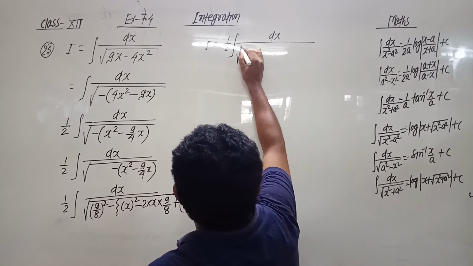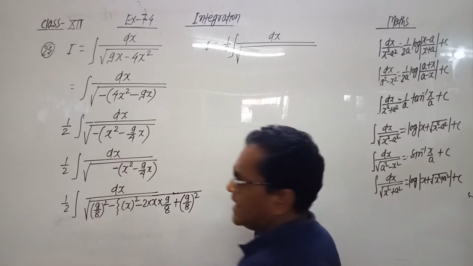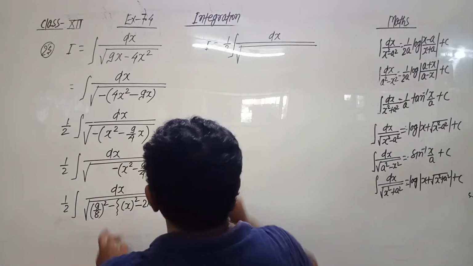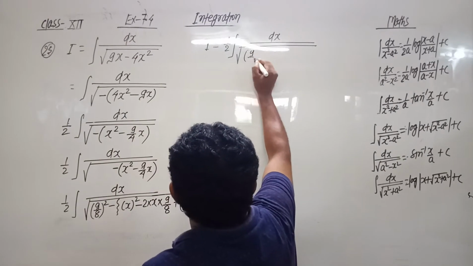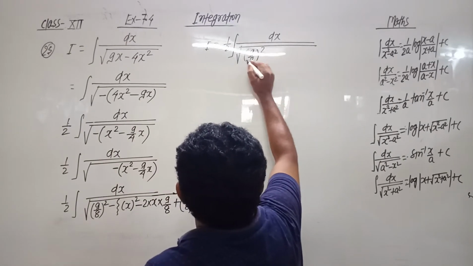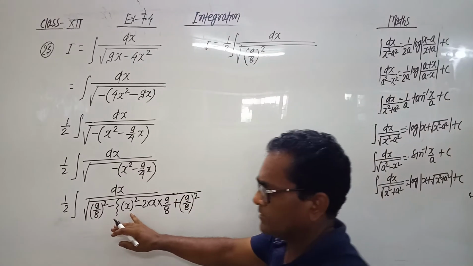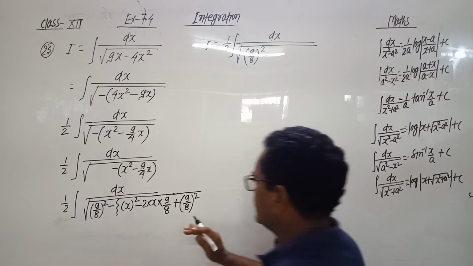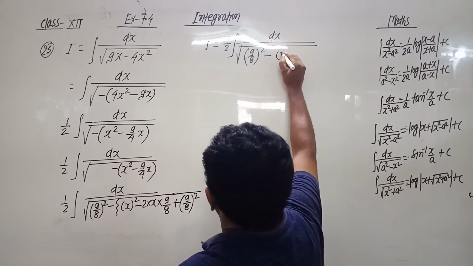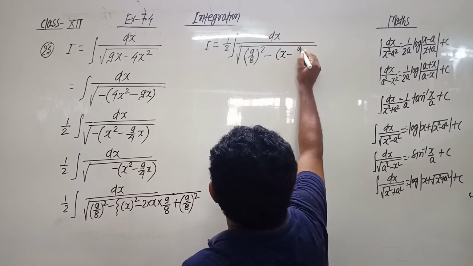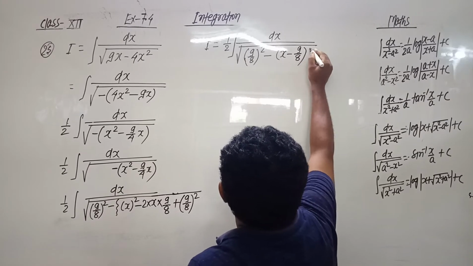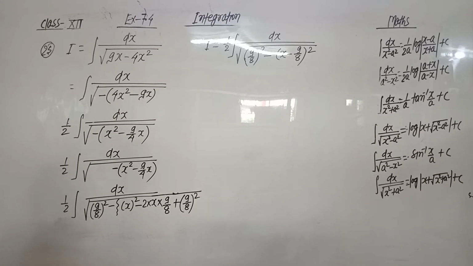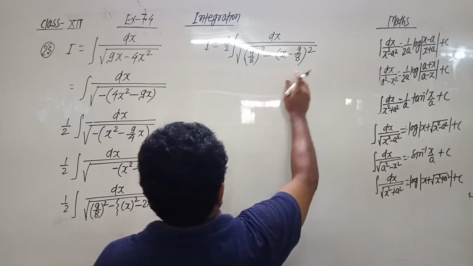under root of 9 by 8 the whole square. This would be written as it is, 9 by 8 the whole square, and these three terms a square minus 2ab plus b square would be written as a minus b, so x minus 9 by 8 the whole square. Now we put x minus 9 by 8 equals to t.